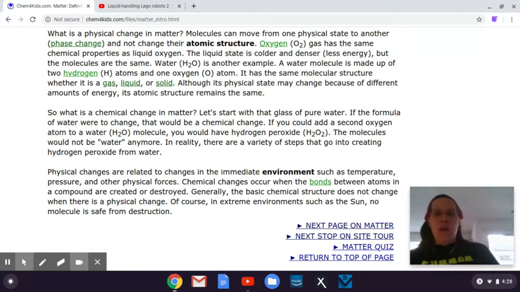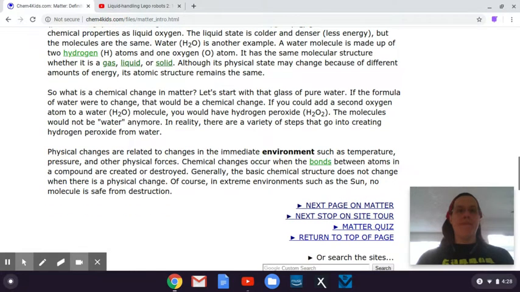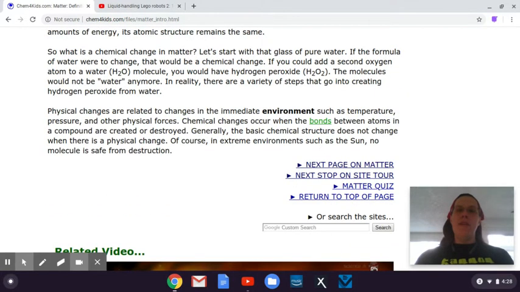It has the same molecular structure, whether it is a gas, liquid, or solid. Although its physical state may change because of different amounts of energy, its atomic structure remains the same. So, what is a chemical change in matter?